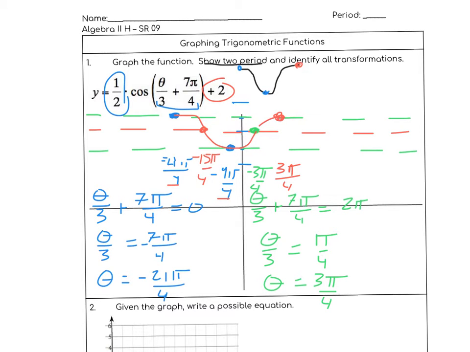Now I could repeat these points to get a second cycle. I could even just do the same method again, and this time solve for 4 pi for my other endpoint, and cut in half again. And that would give me those same values that we need to get those other points.